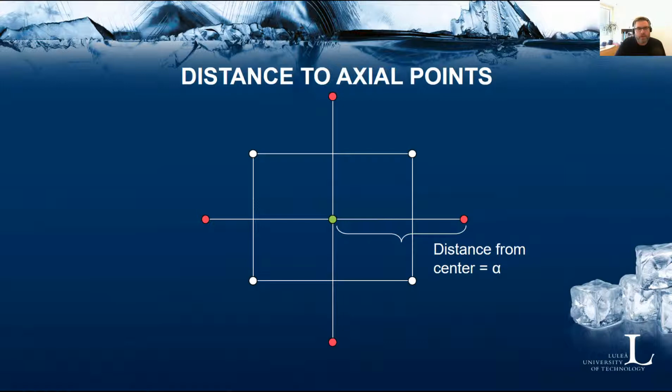We have another parameter that is important in this design, and that's the distance from the center to the axial points. We call this distance alpha in this case. It has to do, for example, with if the design will block orthogonally, or if it is rotatable, and so on.